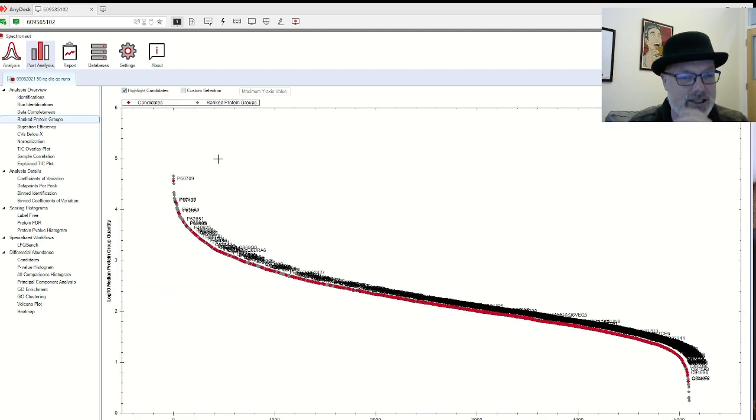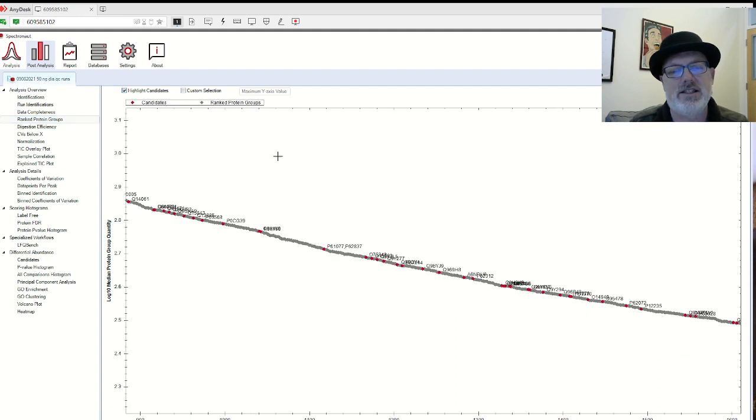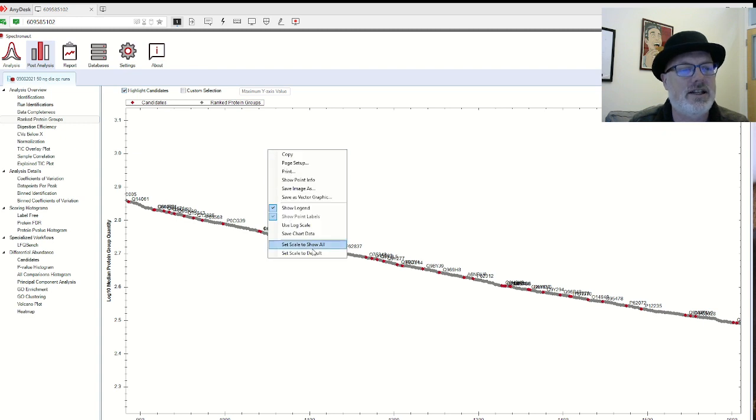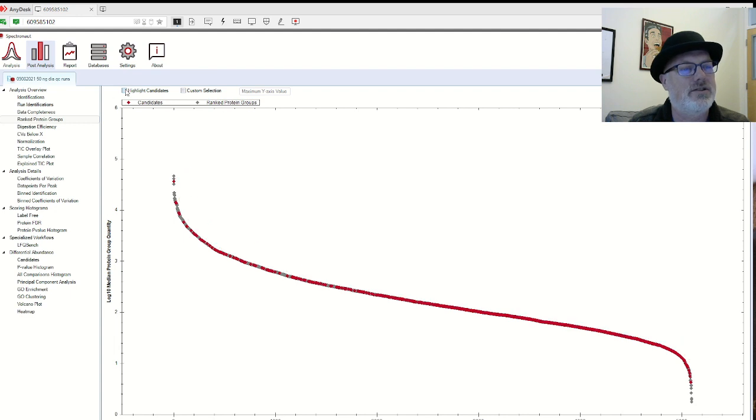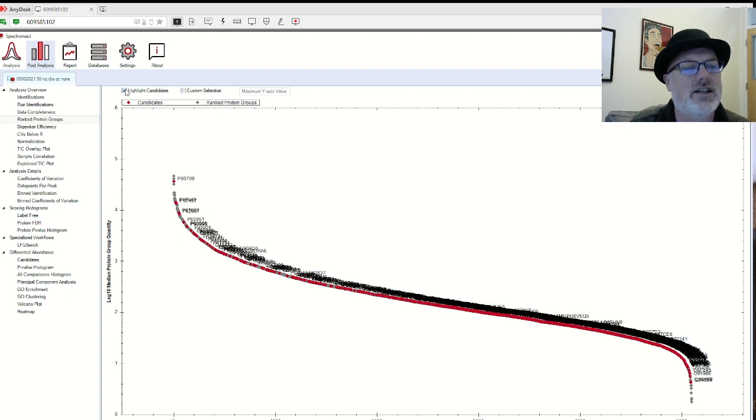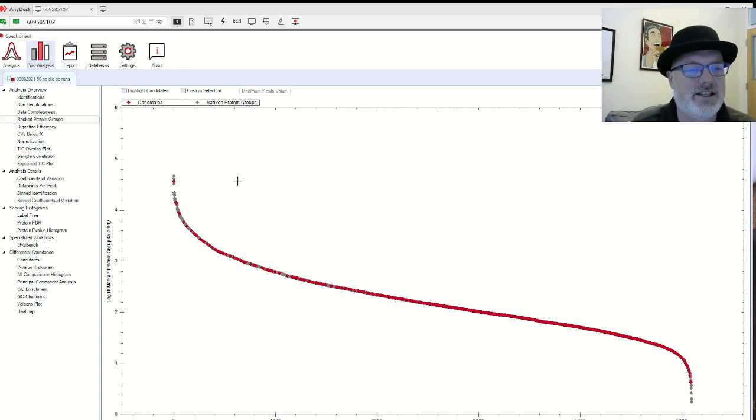Okay, rank protein groups. This is really interesting. We did differential expression, so you can see it's kind of a blurry mess. You can zoom in to make things easier to read. Right-click, set scale to default. I am going to unclick highlight candidates, because we did differential expression, so let's turn this off. We'll explain this graph. This is roughly the dynamic range between your most abundant protein, which would be here, and your least abundant protein, which would be there. And we can show point info.